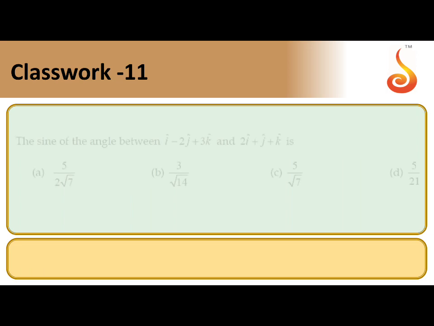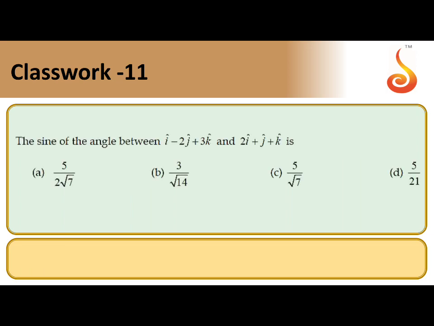So next question. Sine of the angle between two vectors. We have a formula for the sine of the angle between two vectors. What is it? Sine theta equals modulus of A cross B by modulus A into modulus B. So I hope this is clear. You have to find A cross B, take its magnitude, and divide by modulus A into modulus B to get the answer. So now you can solve the question. Sine theta is modulus A cross B by modulus A into modulus B. So I will solve the question on the next page.